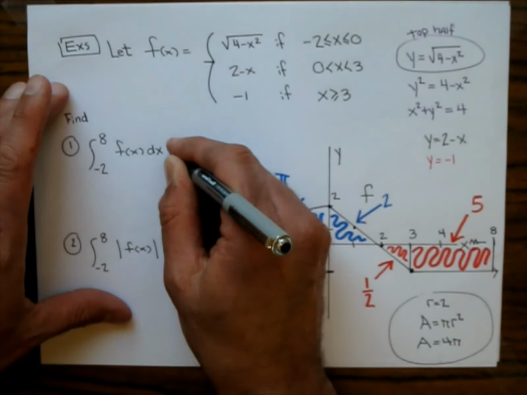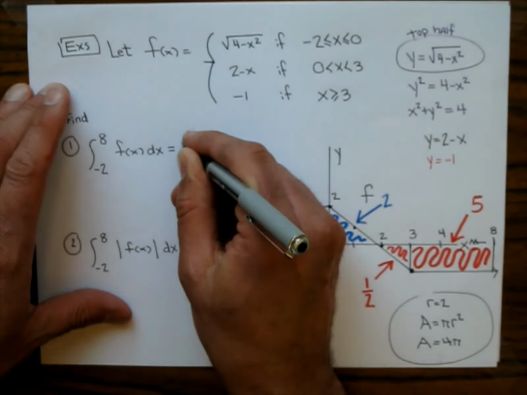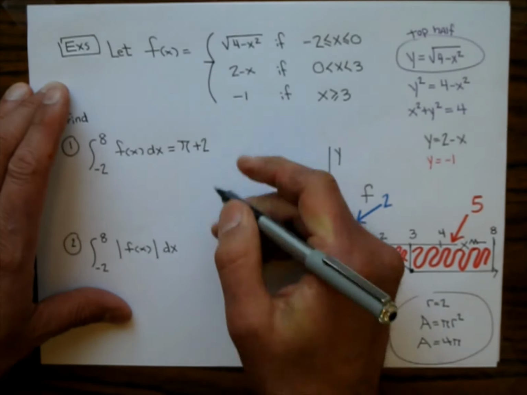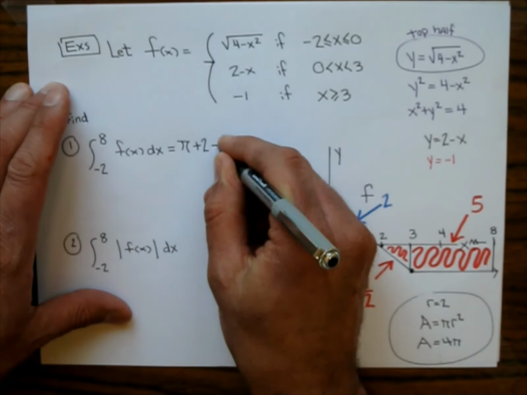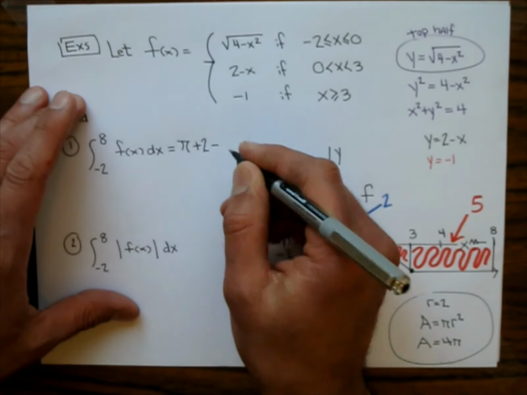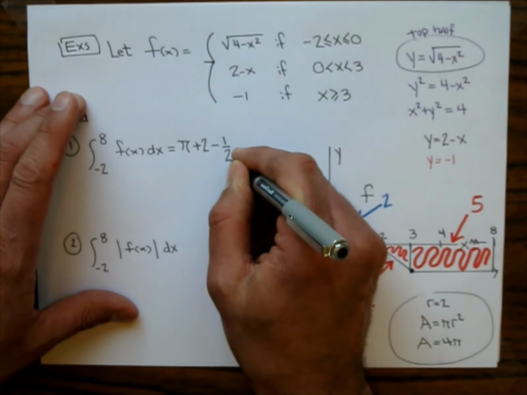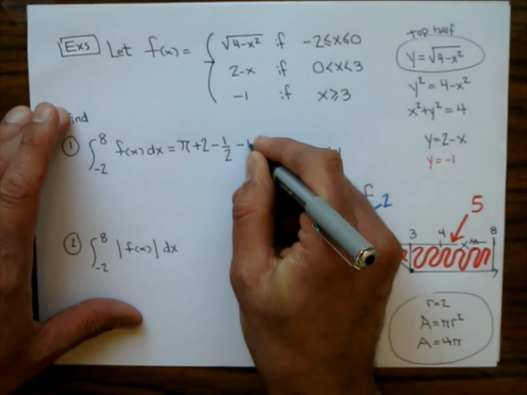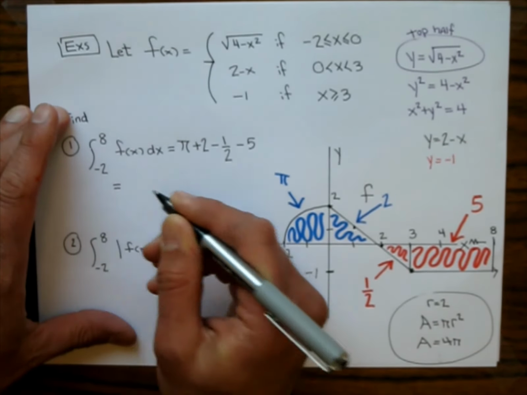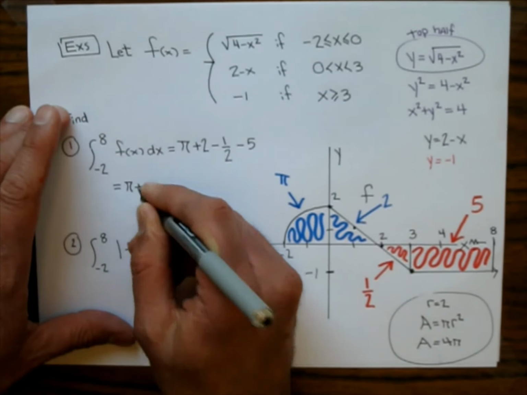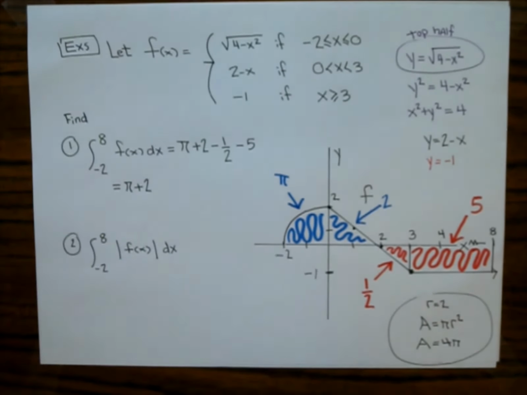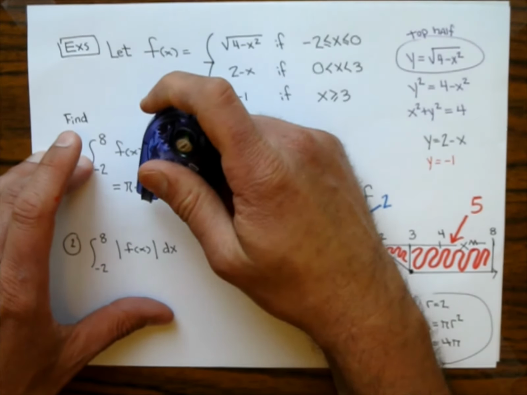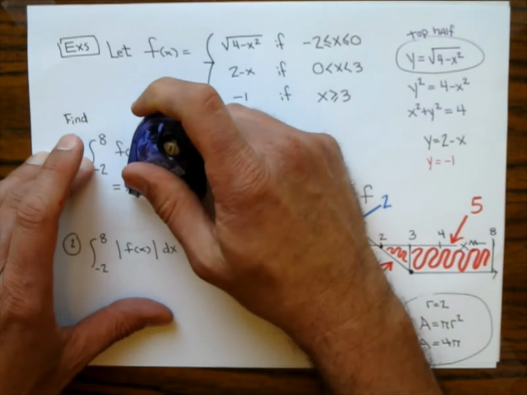So the net area is going to be pi, because that's blue, plus 2, which is blue, and then we're going to go minus 1/2, which is red, so that's why it's minus, and then minus 5. So the net area is pi plus 2. Oh, what am I doing? Pi plus 7. No, it's not. Okay. Rewind.